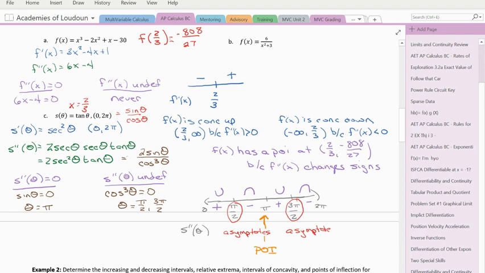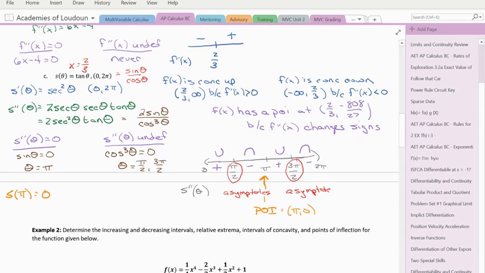If we substitute in, so s of pi, we know that the tangent of pi is going to be 0. So our ordered pair of our point of inflection is going to be pi, 0.